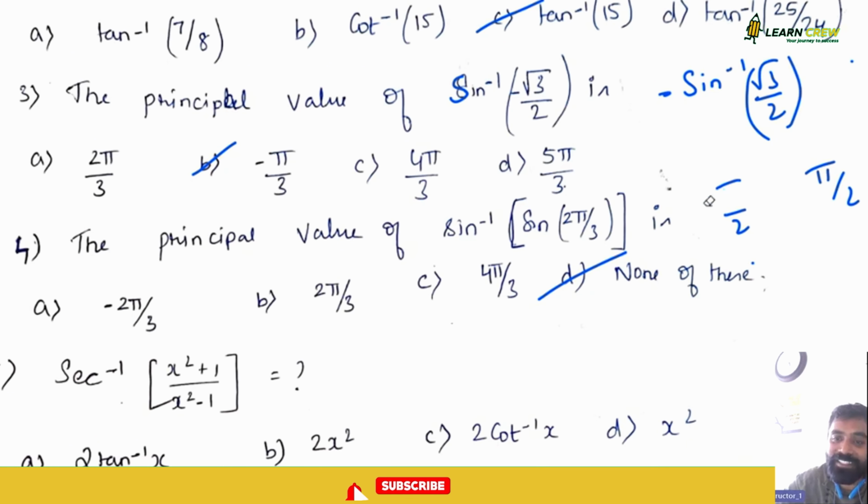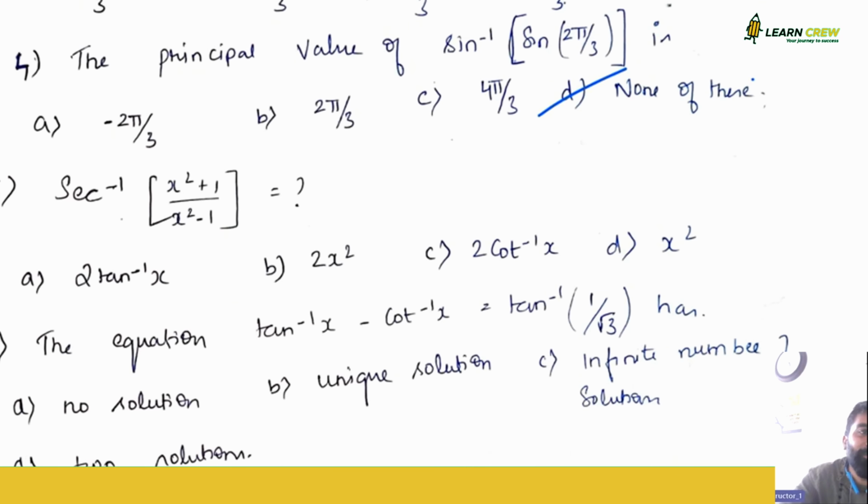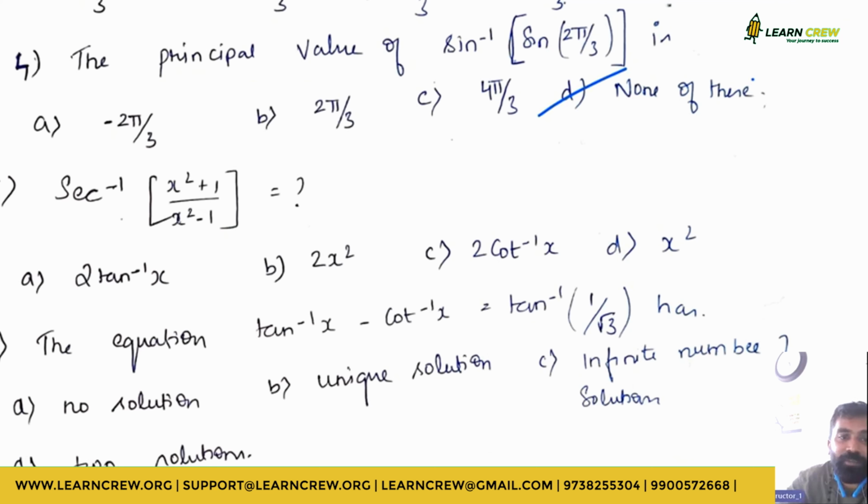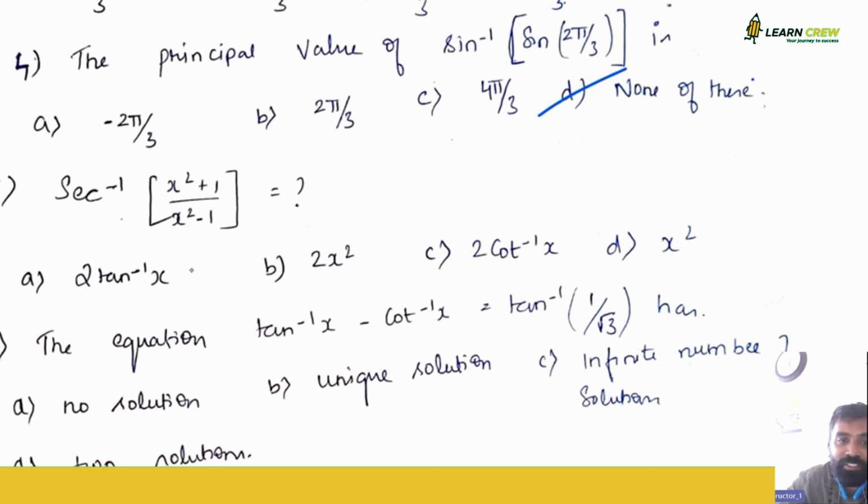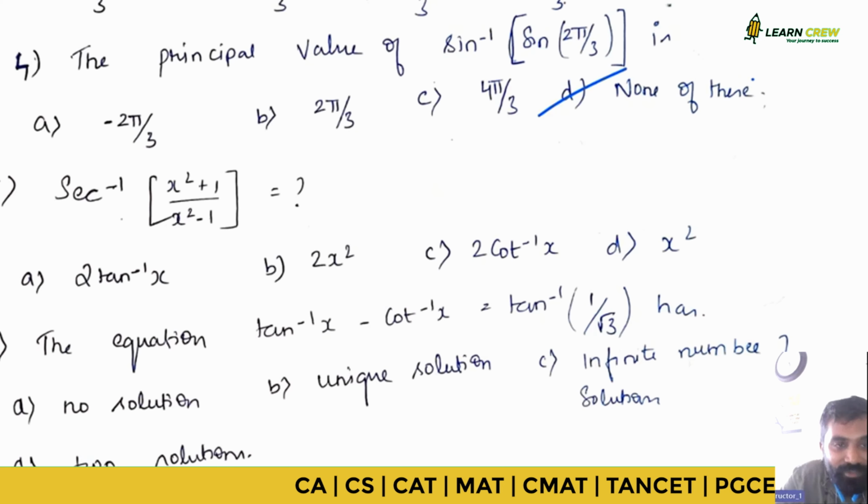It should be within range, else the entire thing will go wrong. Fine. Okay. Now, secant inverse of (x square plus 1) divided by (x square minus 1). Now the options given are in terms of x. It means you should simplify the given secant inverse of (x square plus 1) divided by (x square minus 1). That is your purpose. You should simplify it.